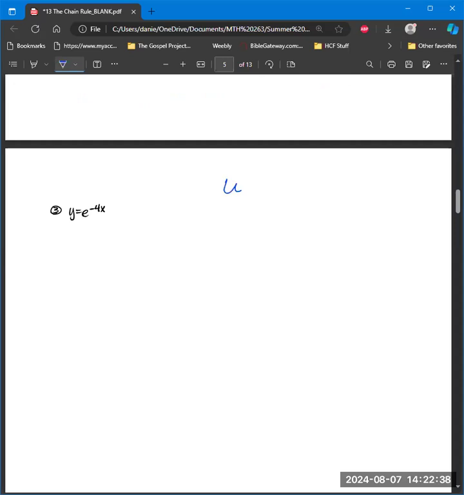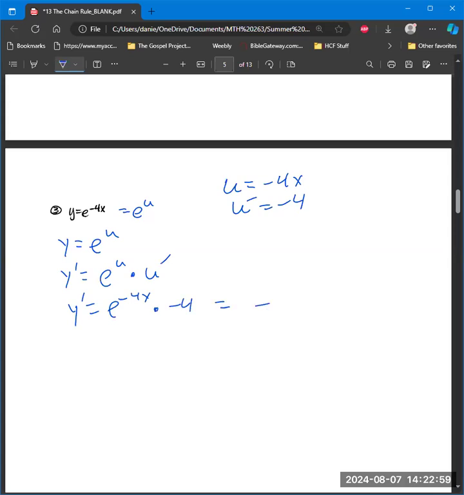Now we have our u is equal to negative 4x. This is e to the u. So u prime is going to be negative 4. If y is equal to e to the u, y prime is equal to e to the u times du/dx. So y prime is going to be e to the negative 4x times negative 4, or negative 4 e to the negative 4x.